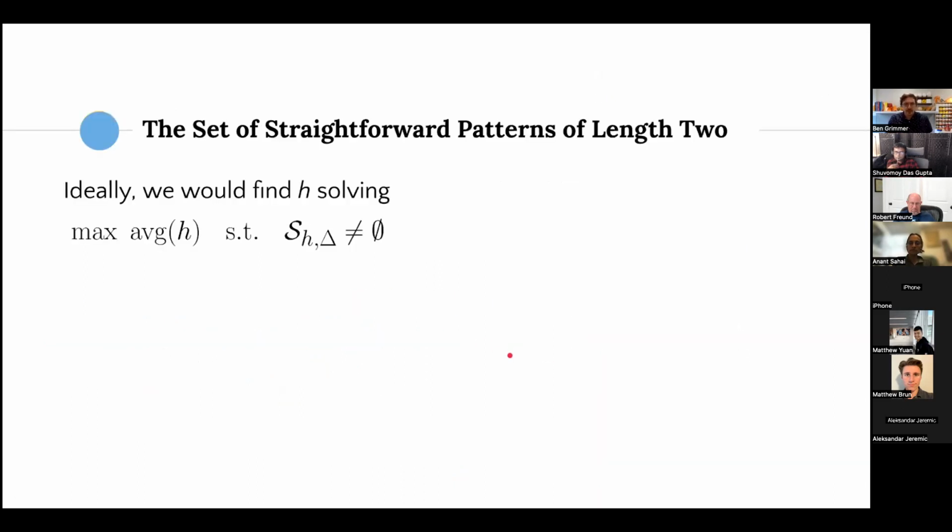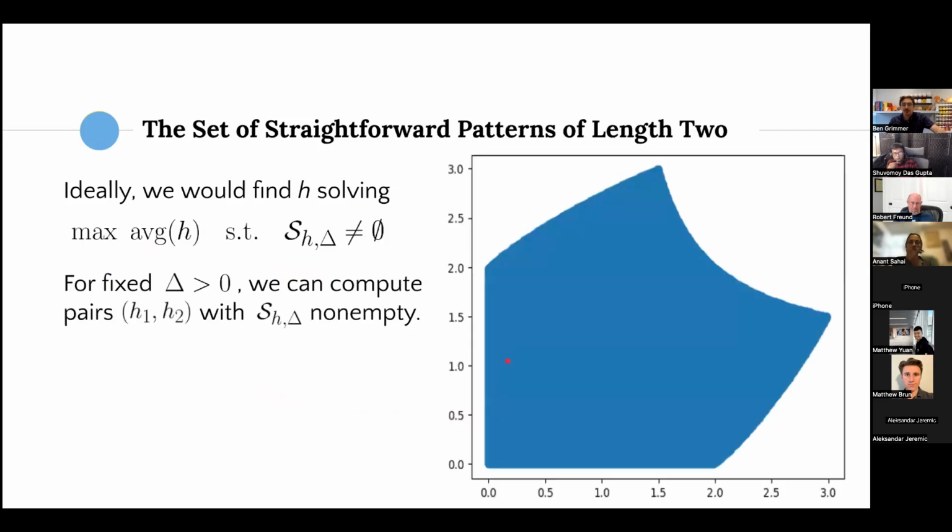Well, let's start from small things. I want to look at patterns of length 2. The ideal thing would be to go about solving: maximize the average length element in H, subject to this strange constraint that the big spectral set I had before is non-empty. So that set depends in a non-trivial way on your choice of H. But if that set is non-empty, we know we're straightforward and we know the proof works. So for patterns of length 2, we can just go look at where that is true.